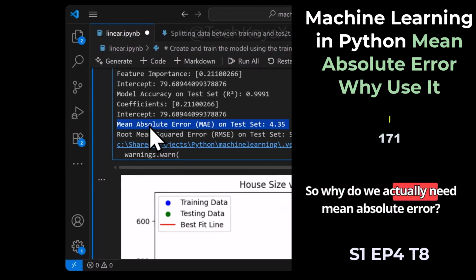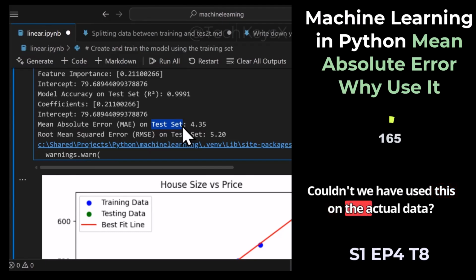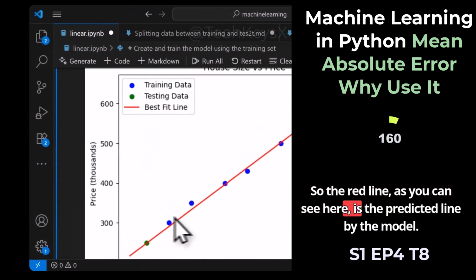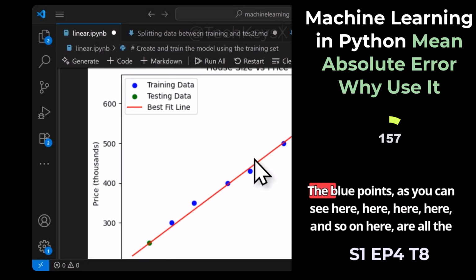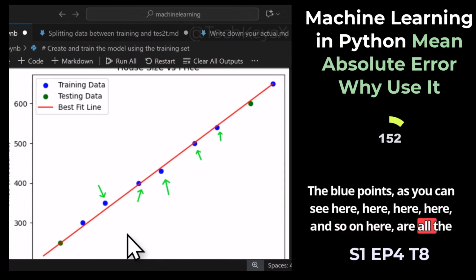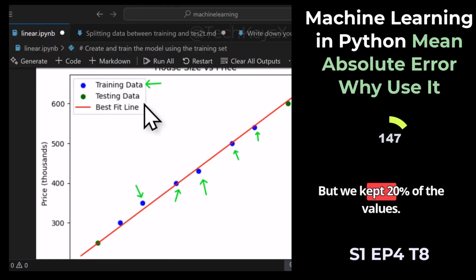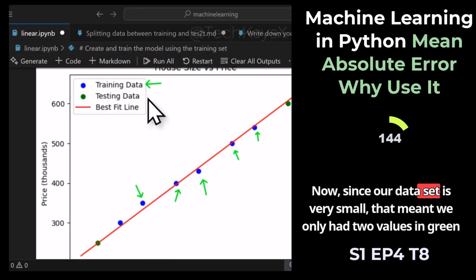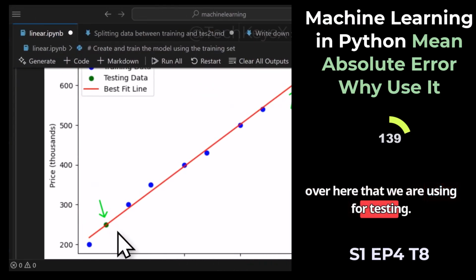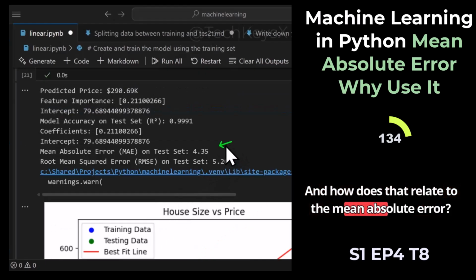So why do we actually need mean absolute error, and why do we need it on test data? Couldn't we have used this on the actual data? Let's try and understand this with a graph. So the red line, as you can see here, is the predicted line by the model. The blue points, as you can see here, and so on here, are all the actual values in our data that we use to train our model on. But we kept 20% of the values. Now, since our data set is very small, that meant we only had 2 values in green over here that we are using for testing. So why do we only use these 2 values over here? And how does that relate to the mean absolute error?